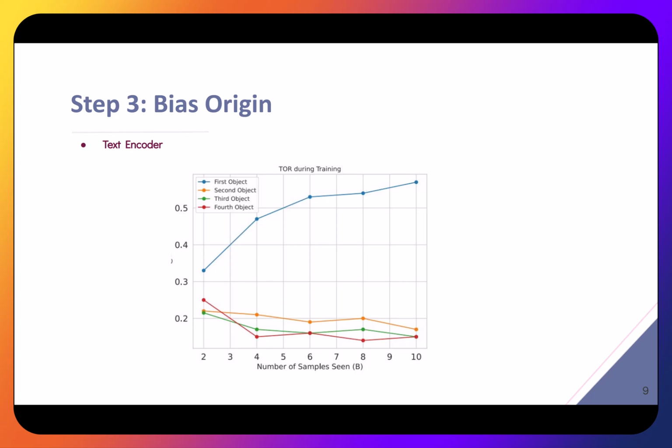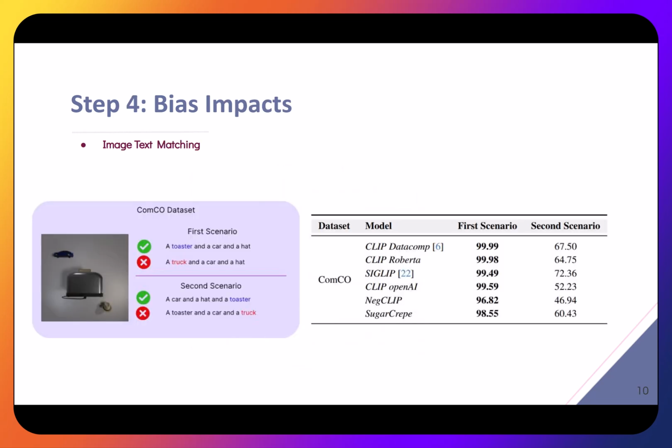On this plot, we show TOR accuracy over training checkpoints. As the model sees more data, the gap between the first and the other objects increases. This suggests that bias is not just inherited from the data, but also amplified by CLIP's contrastive training, making earlier tokens dominate text representation over time.